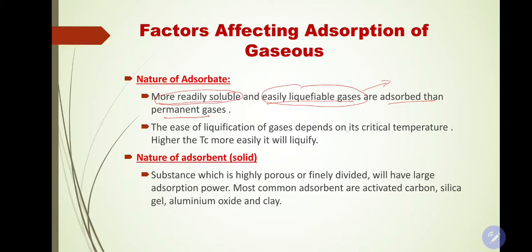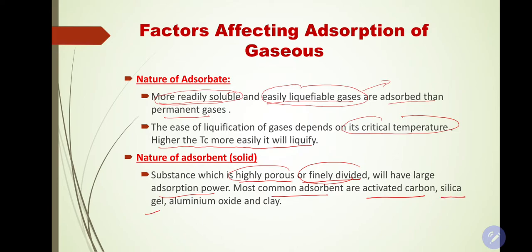And the ease of liquefaction will depend upon its critical temperature, which we have already discussed earlier. Okay, the higher the critical temperature, the more easily it will liquefy. Now what is the nature of adsorbent? That is solid. The substance on which adsorption is going to take place should be highly porous or finely divided. Those surfaces which are highly porous and finely divided will have large adsorption power. The most common adsorbents you can see are activated carbon or charcoal, silica gel, which I have already discussed as an example, aluminium oxide and clay.